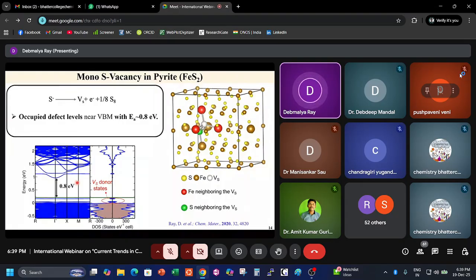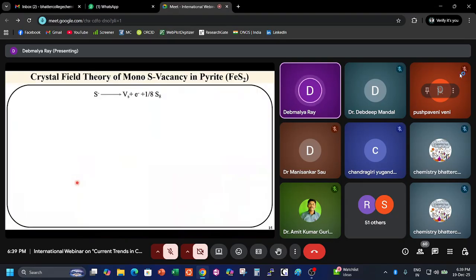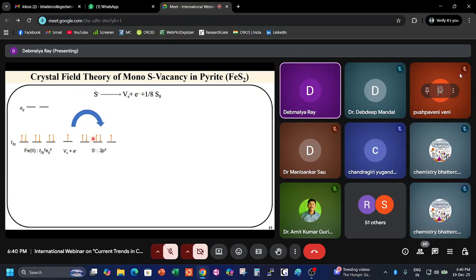So we thought, okay, let's try to understand what is happening here in terms of crystal field theory. As I said, in iron disulfide, each iron is iron 2+ and low spin t2g6. So you have a vacancy site with one electron, and each sulfur is sulfur minus, so that means it's a 3p5. Now the question is whether this electron from the vacancy site will go to the eg orbital of the iron, or will it go to the sulfur minus and make it a 3p6 electronic configuration.